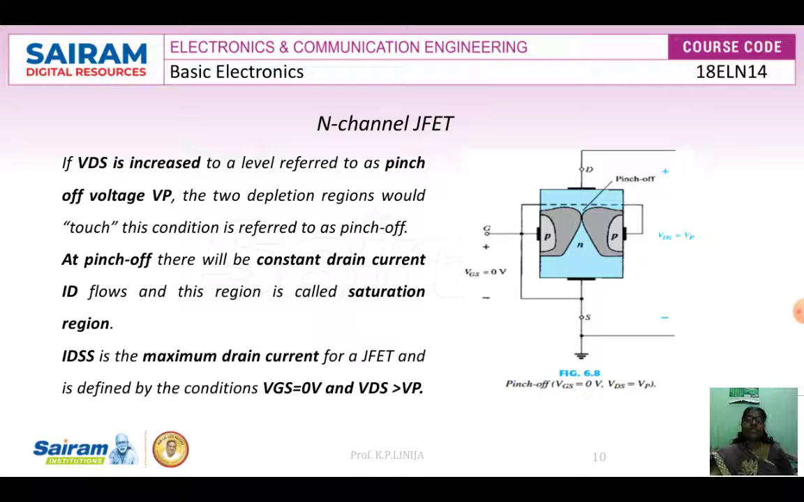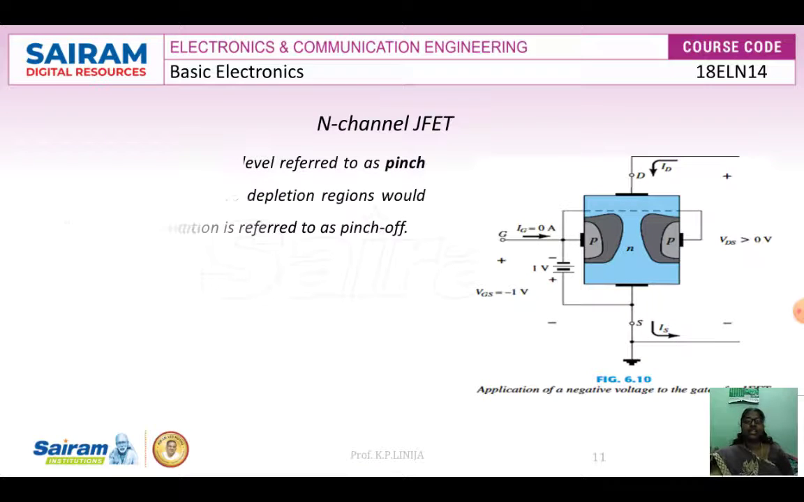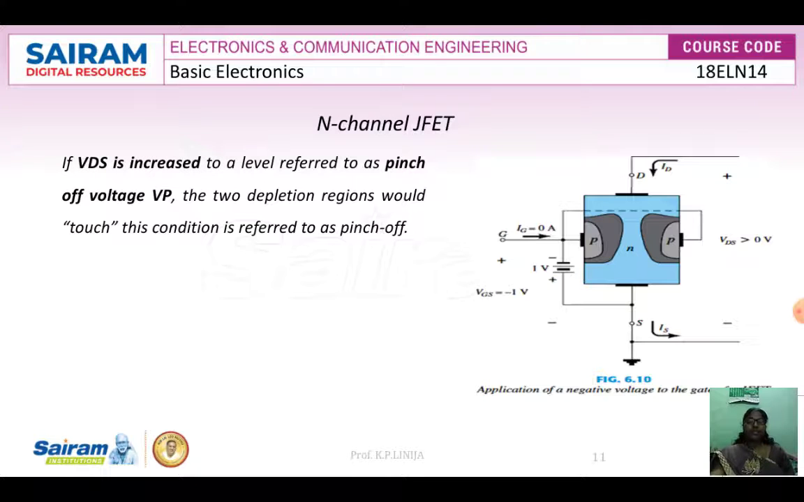And the third condition is IDSS. Whenever VGS is equal to 0 volt and VDS is greater than VP, we call it IDSS, the maximum drain current. Then the next condition, for the N-channel JFET, is where VDS is greater than 0 volt. If VDS is increased to a level that crosses the pinch off voltage VP, the depletion regions will touch each other, and that condition is called pinch off.